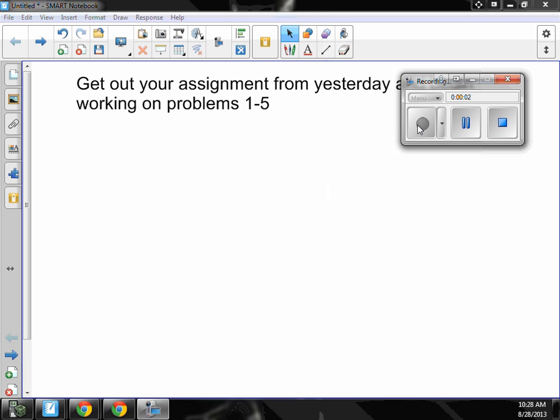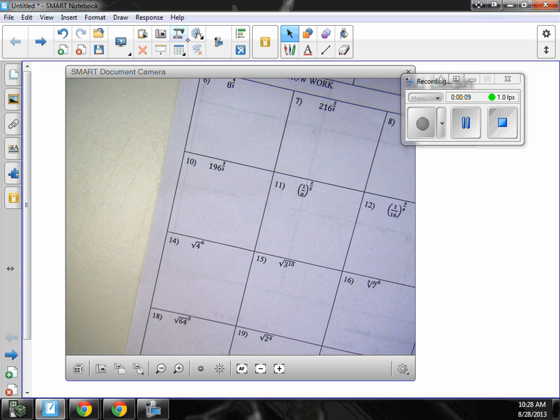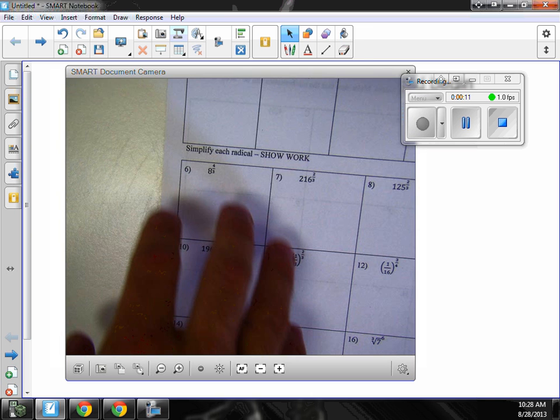Turn to the second page of last night's assignment and look at problem number 1. This should be review. Well, some of these problems should be review of what you did yesterday.